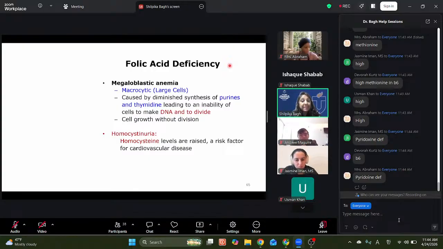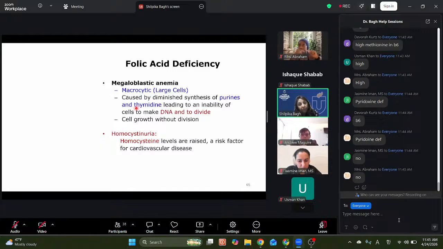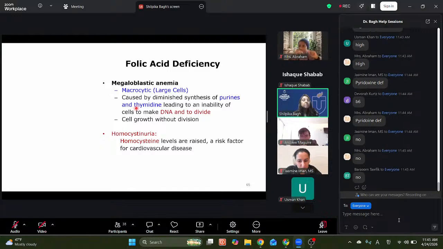Folic acid deficiency and B12 deficiency. So let's see, in folic acid and B12 deficiency, is megaloblastic anemia differentiating? No, in both of them you see megaloblastic anemia. Are high homocysteine levels differentiating folic acid versus B12? No. So keep doing this.